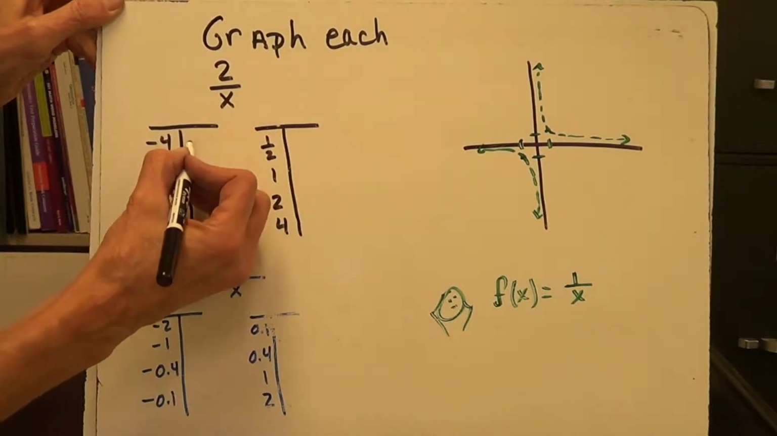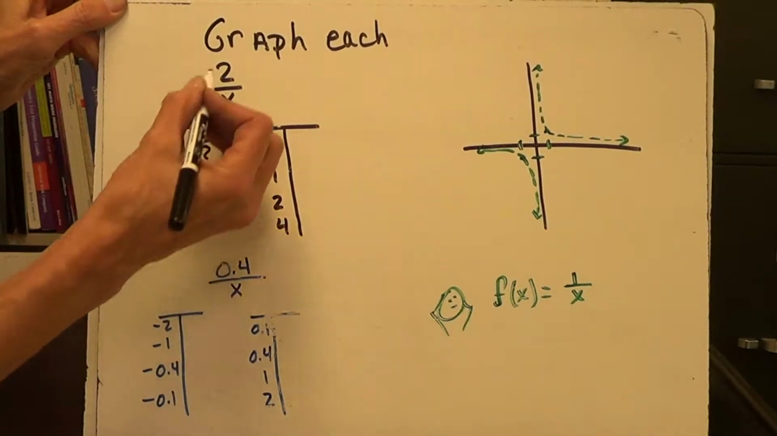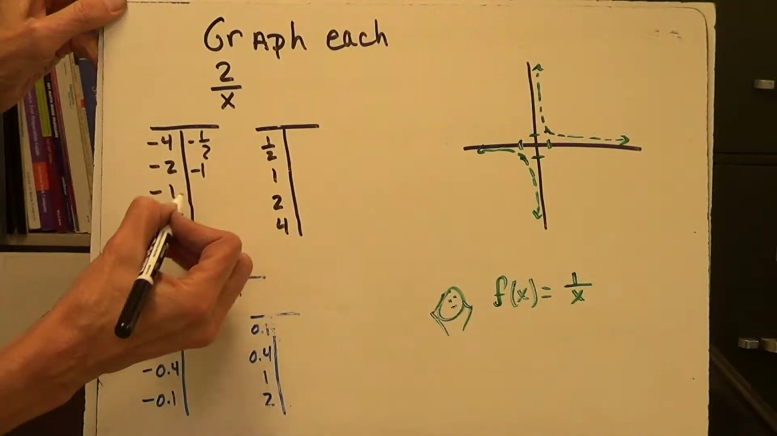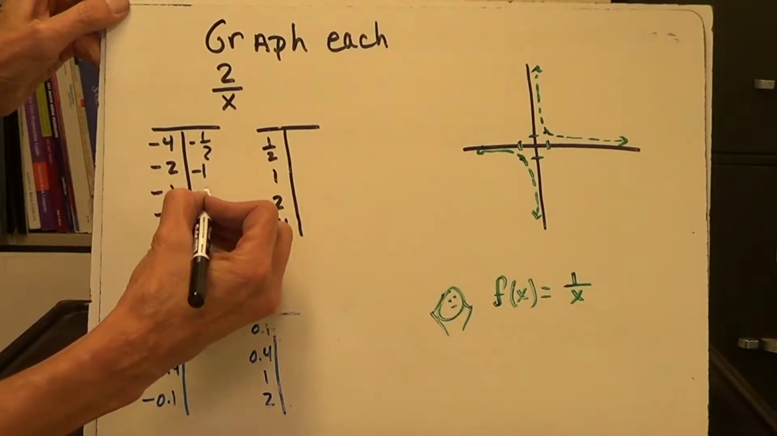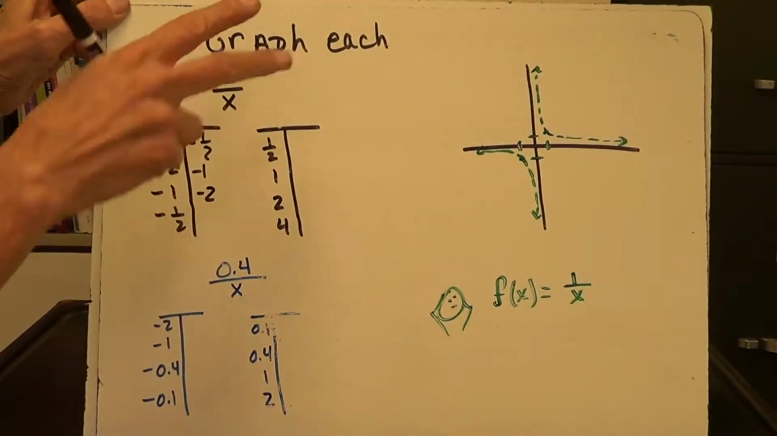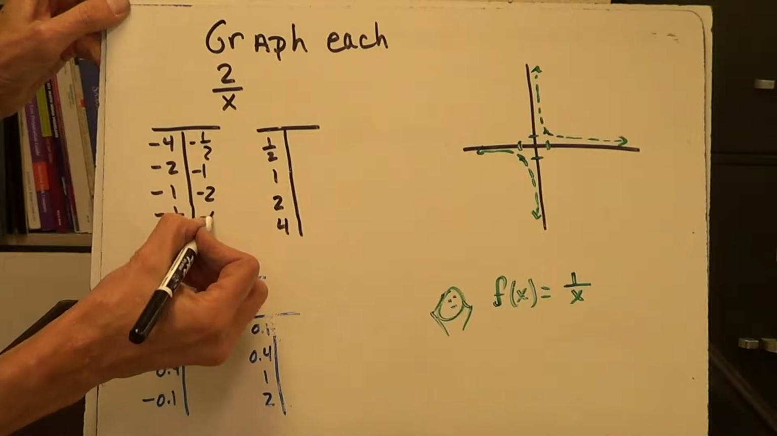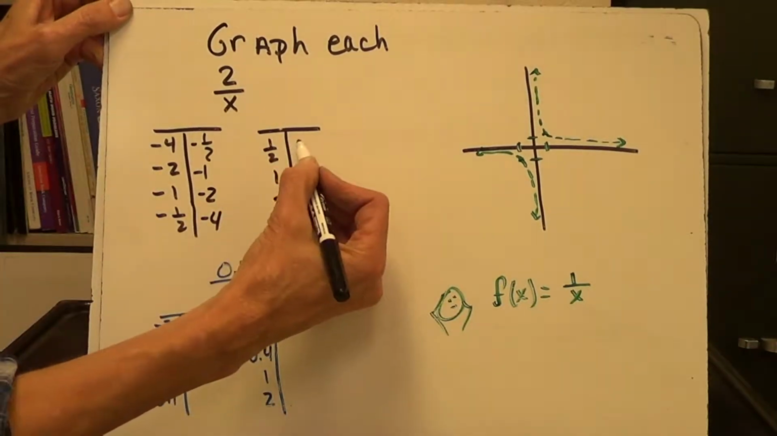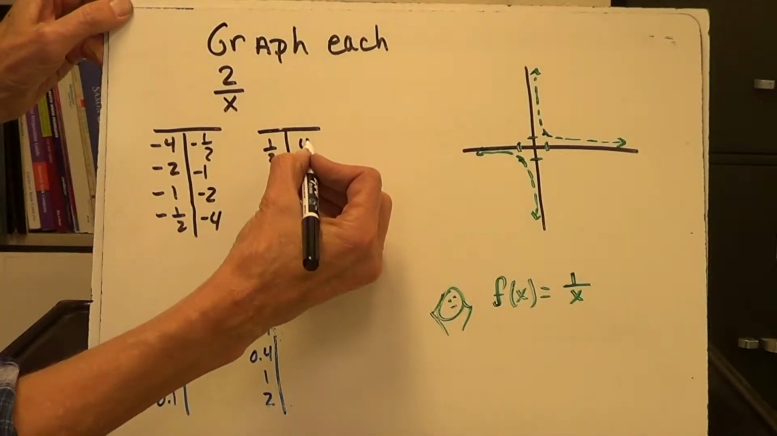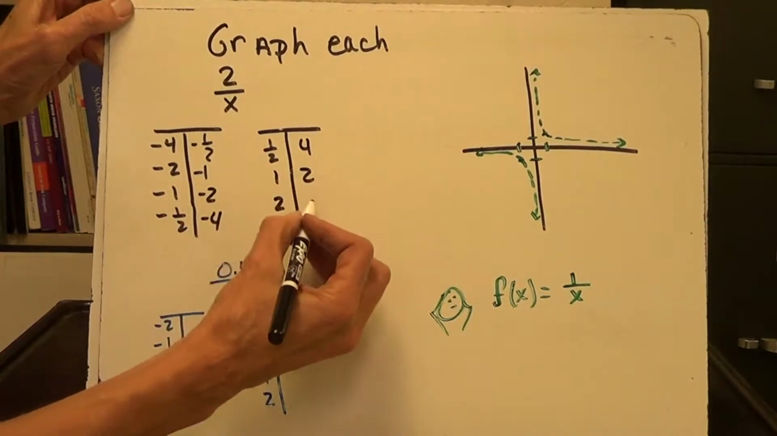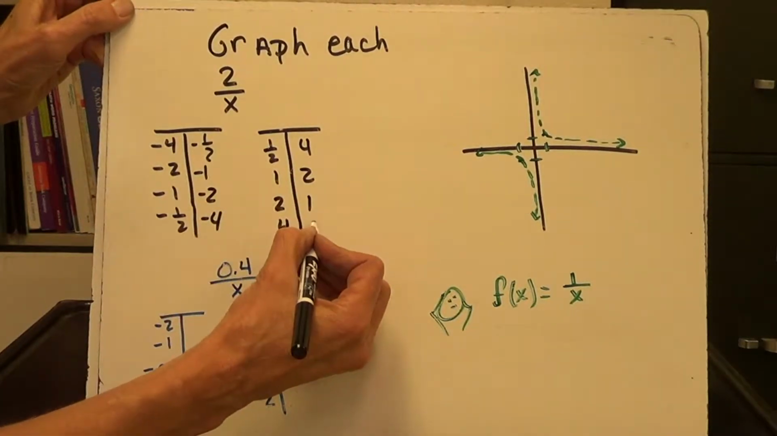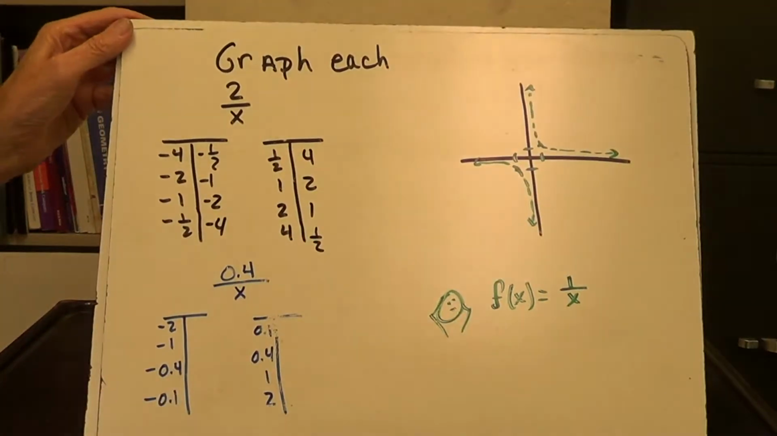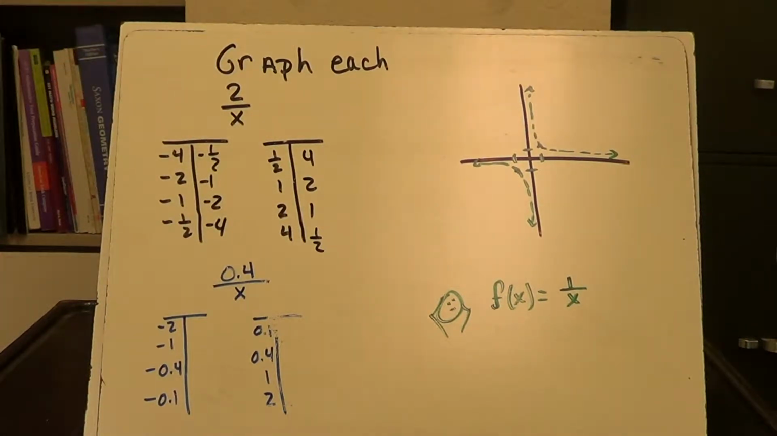Plug in -4, that would be a -1/2. -2 would be -1. Negative 1 would be negative 2. Negative a half, again, skip, flip, and multiply, so that would be a negative 4. If we plug in the positives of those, we would have 4, 2, 1, and 1/2. Okay, you may have to actually plug them in to see that.